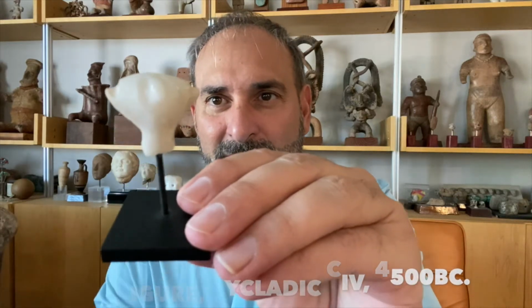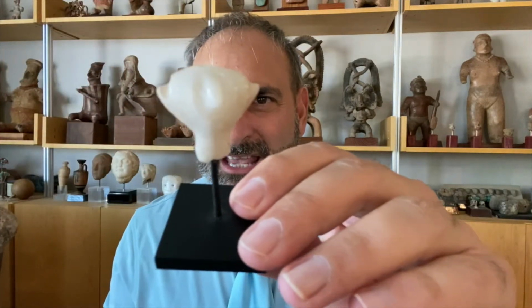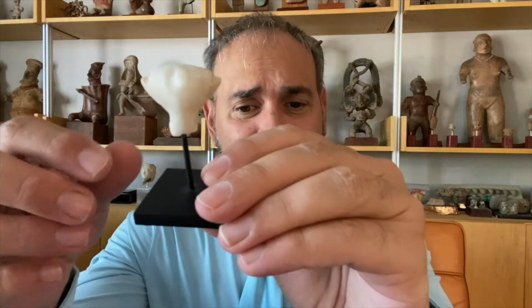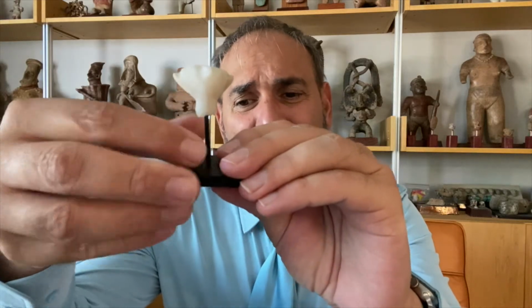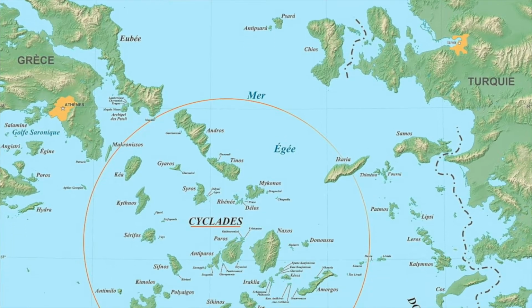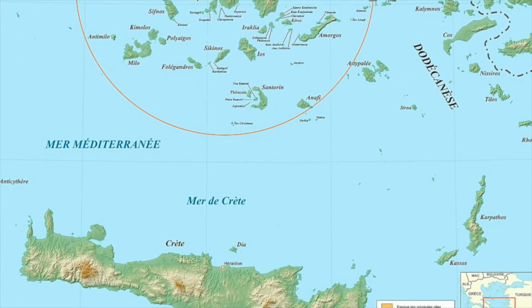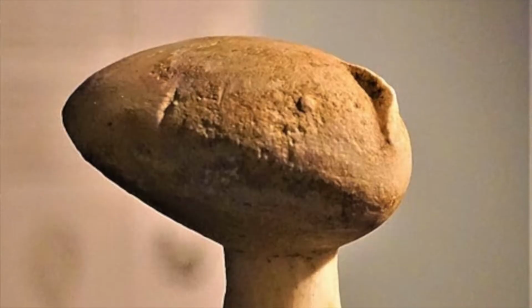Now, these little figures, some of them stood 6-7 inches tall. This is a fragment, this is just the head. So this is made out of alabaster. It's made out of stone. This was from the Cycladic civilization, in what is now Greece and the Greek islands. I'll show you some other examples here in this film.